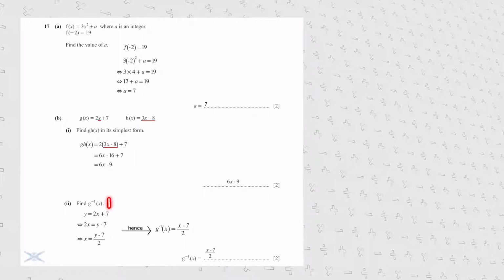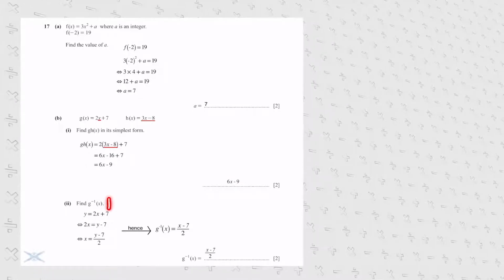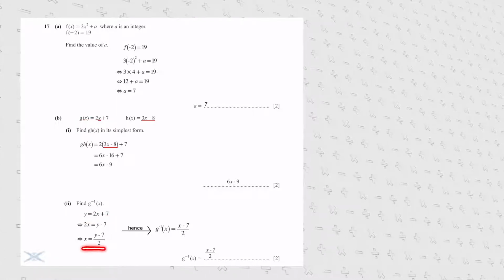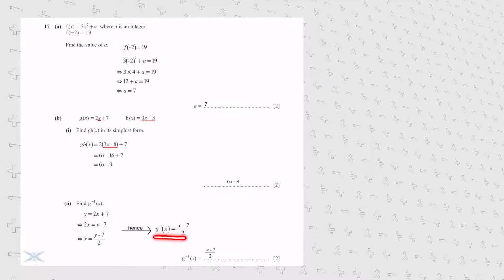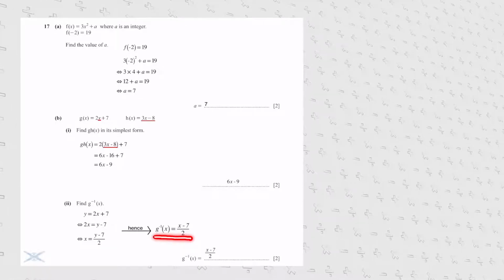In part 2 of exercise 17b, we are required to find the inverse of g of x. To do that, we transform g of x so that x becomes our argument. And in the final step, we replace x with y and vice versa in order to determine the final result.